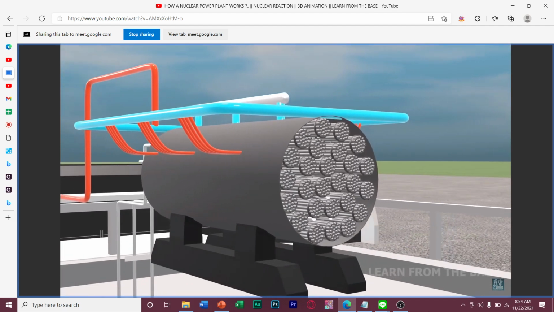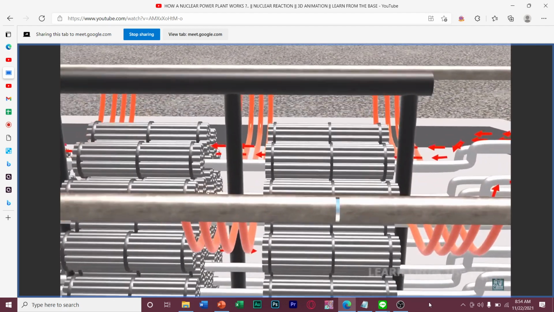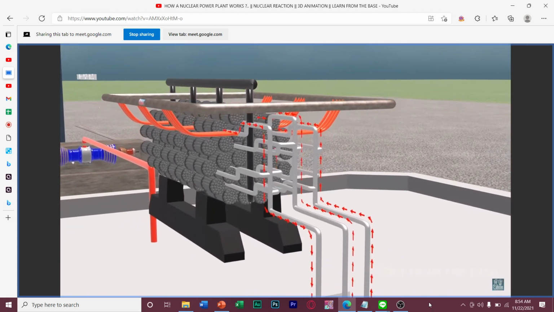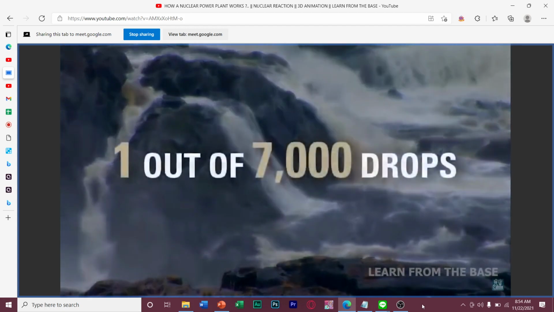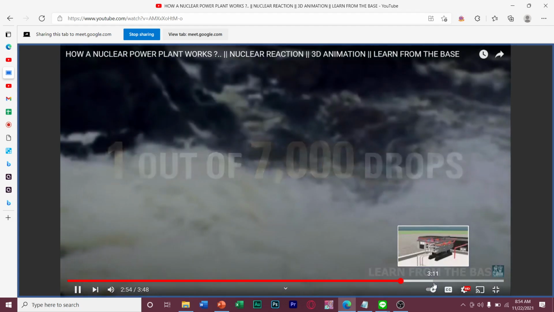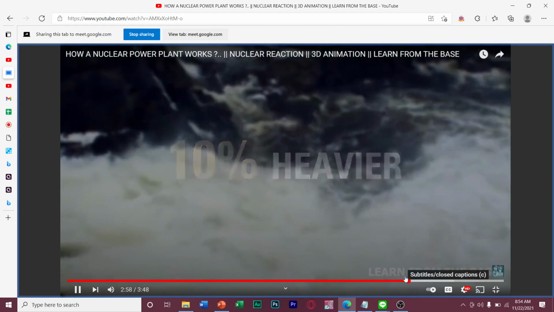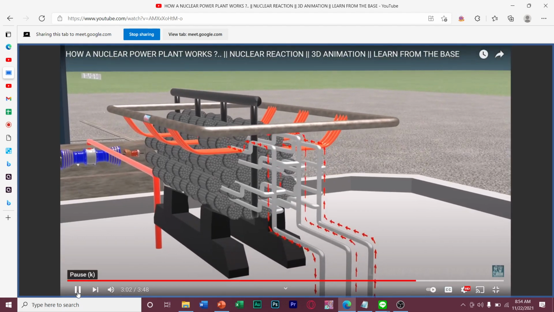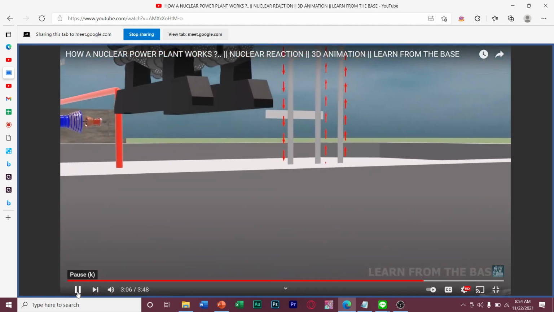The calandria vessel is a cylindrical vessel housing lots of lattice tubes, which are filled with the heavy water moderator that flows around the fuel bundles. Heavy water is found in lakes, rivers, and oceans. On average, 1 out of every 7,000 drops of water is heavy water. It is 10% heavier than ordinary water because it incorporates a heavy form of hydrogen called deuterium. During the nuclear fission process, the heavy water flows around the fuel bundles. A chain reaction of splitting.